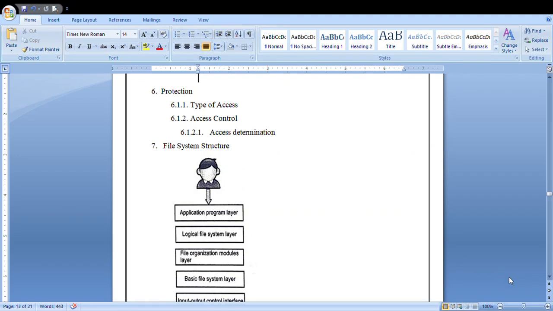Your next topic in the fourth module, second chapter, file system, is protection. User information and data is stored in secondary storage. It is necessary to provide security against physical damage and improper access. That is about your protection.